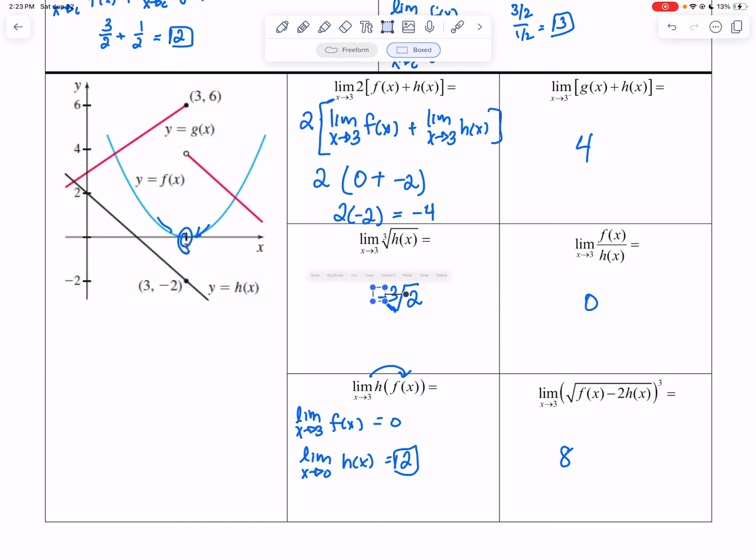All right, in the next lesson, we'll talk about continuity and discuss when a function is continuous versus not continuous.